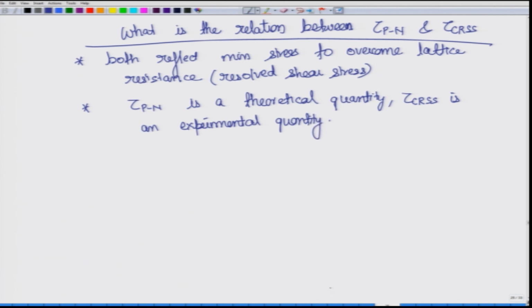There is one more big difference between tau Pn and tau CRSS. Tau Pn, the one that has been evaluated, is usually evaluated at 0 Kelvin. On the other hand, tau CRSS, since it is an experimental quantity, is temperature dependent. Whatever temperature you are doing the experiment at, it gives you the minimum resolved shear stress for that particular temperature. So, tau CRSS is for a given temperature.